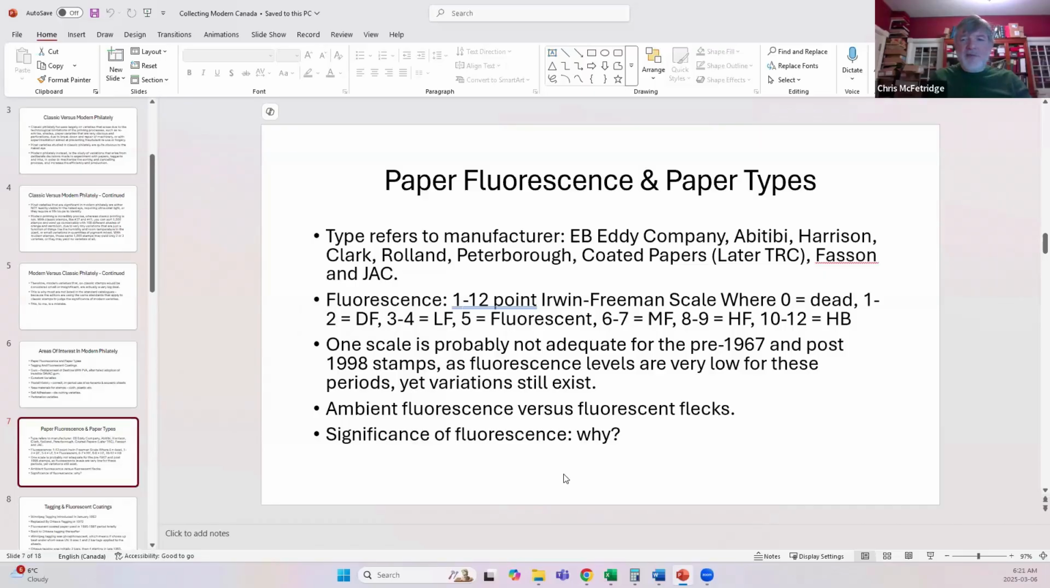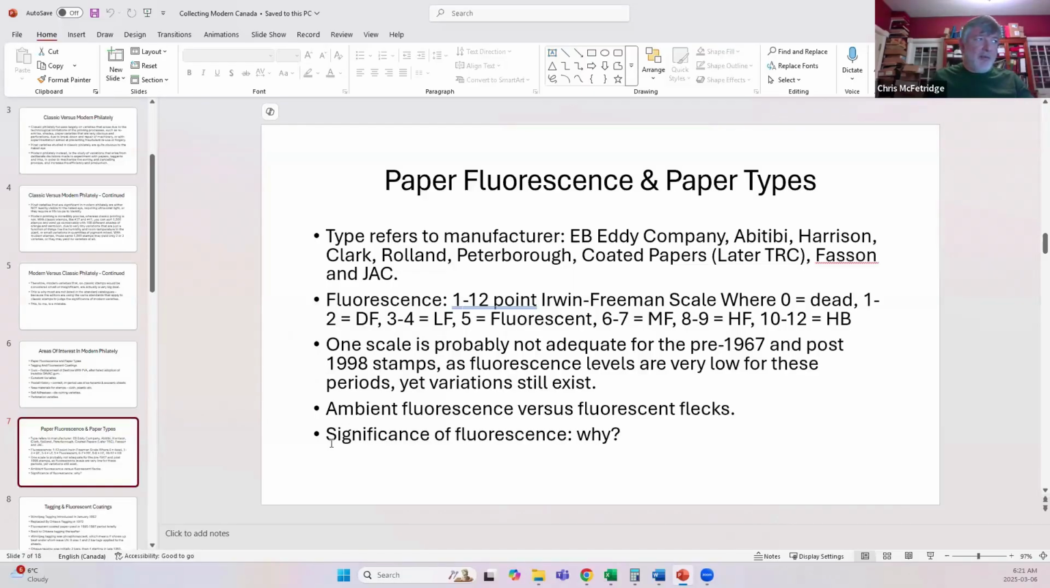And so there are instances where you can have a paper that's, say, low fluorescent overall when you're looking at it, but it is actually dead, and it contains fluorescent flecks that make the whole thing appear low. And then another paper can be low fluorescent on its own without any flecks at all. So even within a fluorescence level, there can be two or three different variations of how you get to that fluorescence level. So it gets really complicated.